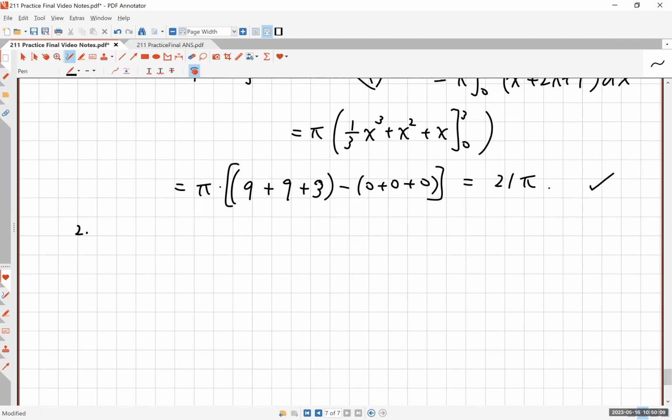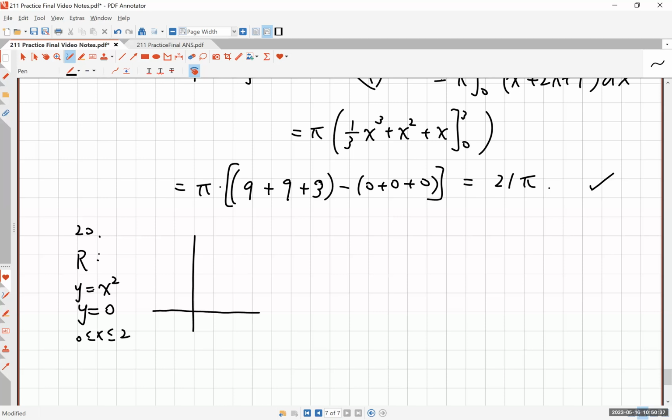Okay, number 20. Use the shell method to find the volume of the solid generated by revolving the region R below about the y-axis. And so the R is given as the region bounded by y is equal to x squared, y is 0, and x is between 0 and 2. What does it even look like? Okay, that's something that you need to be able to graph.